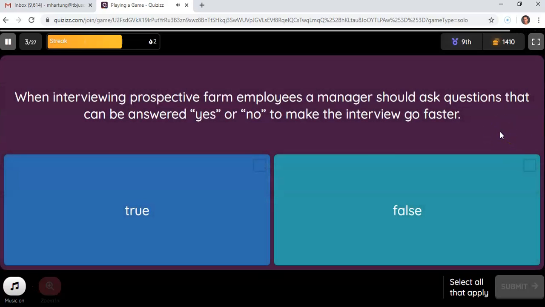When interviewing prospective farm employees, a manager should ask questions that can be answered yes or no to make the interview go faster. These are known as closed-ended questions. You want to ask open-ended questions. This is false.